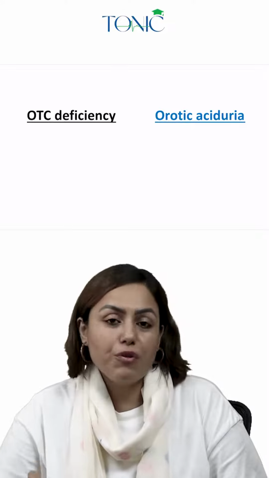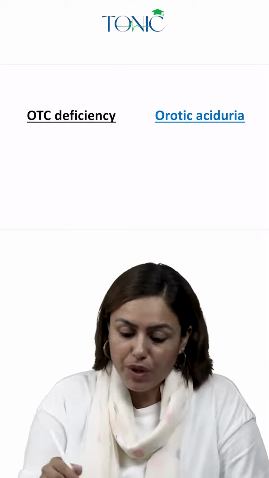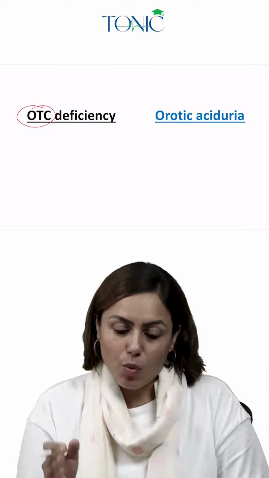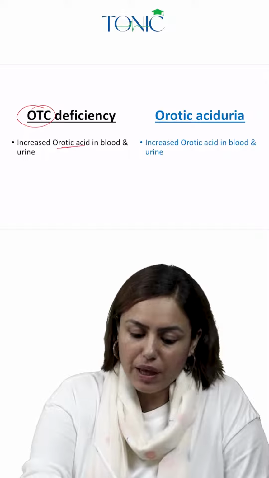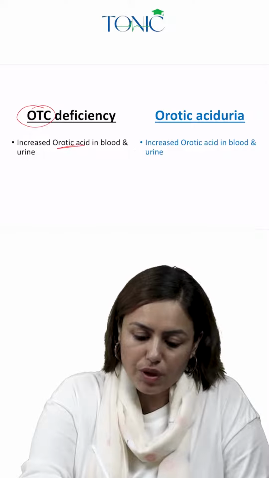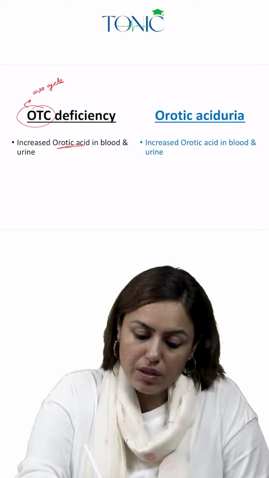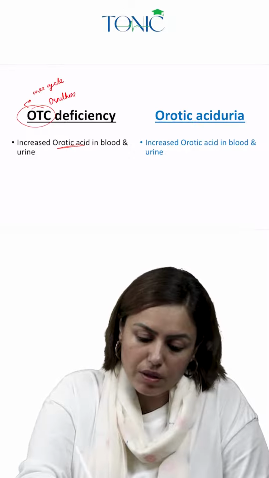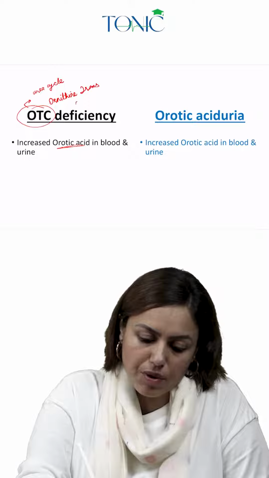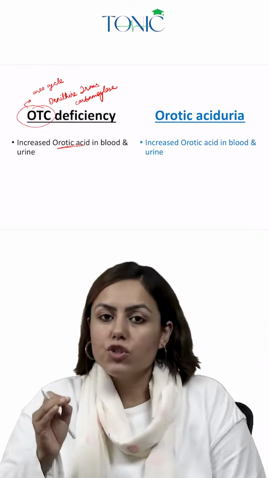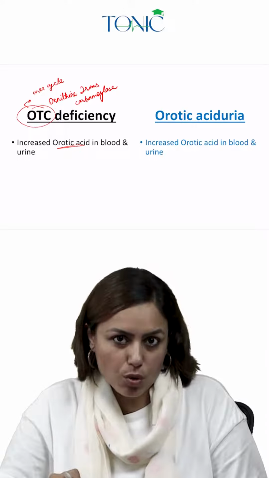Why are we going to do the difference? Because in both of them, orotic acid is increased in blood and urine. One is OTC deficiency, that is an enzyme of the urea cycle. What is the full form? It is ornithine transcarbamylase, the second enzyme of the urea cycle, which is also the most common urea cycle defect, right?